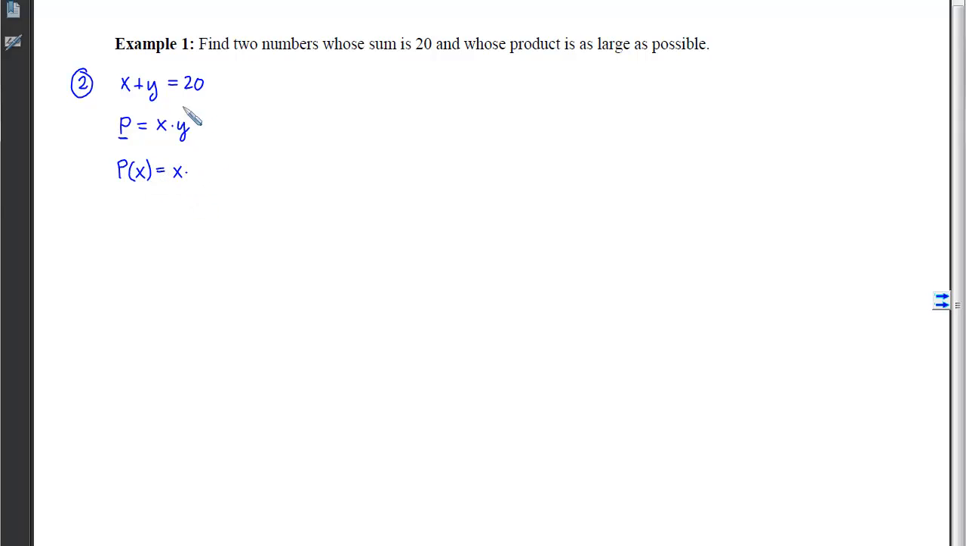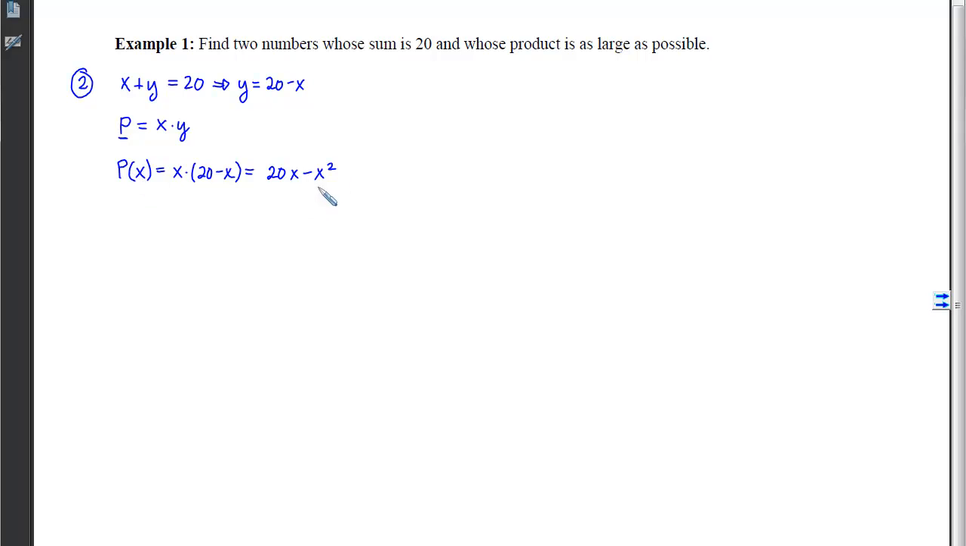So to do that, we're going to have to get rid of the y, and that's where the other relationship comes into play, because we know that we can solve for y and get 20 minus x. If I substitute that in, now I have a function for the product that is in terms of x only.